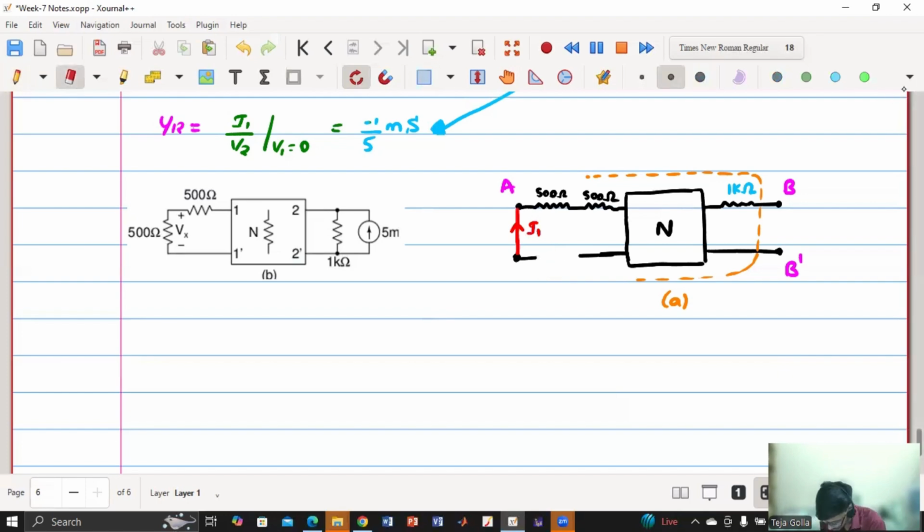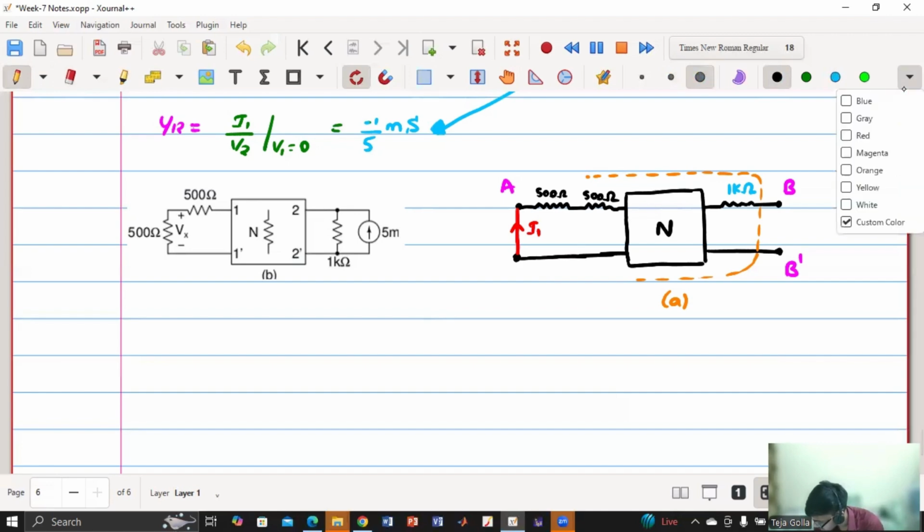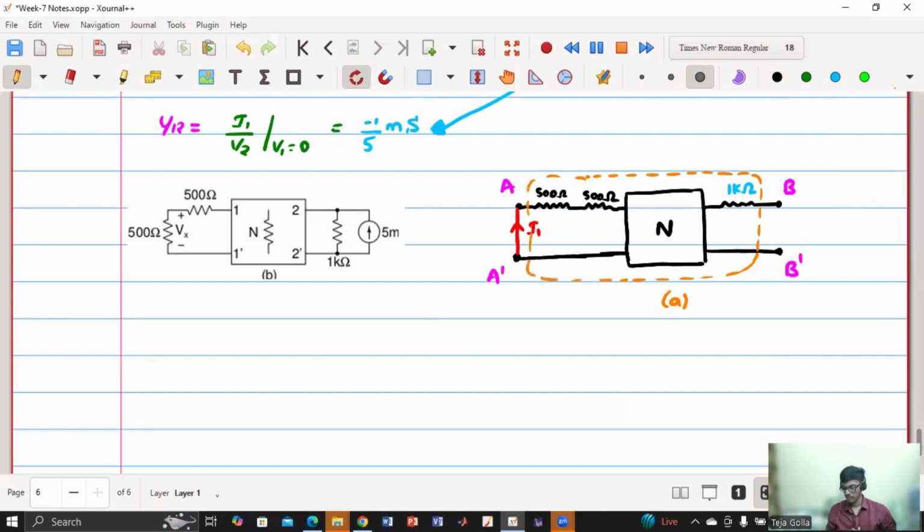I have just written it this way because they have divided it into 500 ohm, so I have also done 500 ohm. And now this is my A dash and this becomes my two port network, right? V1 equals to 0, so it gets shorted and the current direction I1 is in this way. Any queries? No, sir. Okay.